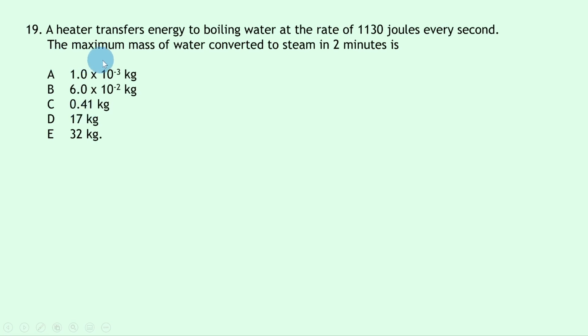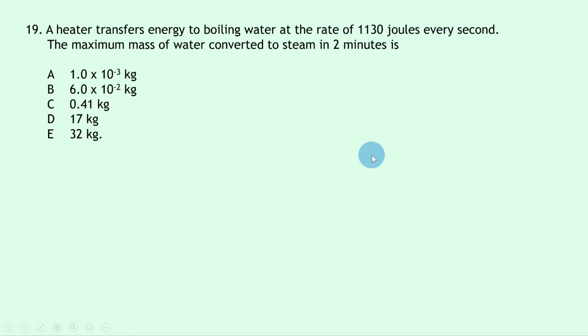Question 19 says that a heater transfers energy to boiling water at the rate of 1,130 joules every second. The maximum mass of water converted to steam in 2 minutes is... Well, notice how we've got a time of 2 minutes, which we'll need to convert into seconds. We're asked for mass, and we've got what looks like an energy in 1,130 joules, but it's an energy every second. So you should be thinking here energy per second, joules per second. That is the same as a power. So we've actually been told a power value here and a time of 2 minutes.